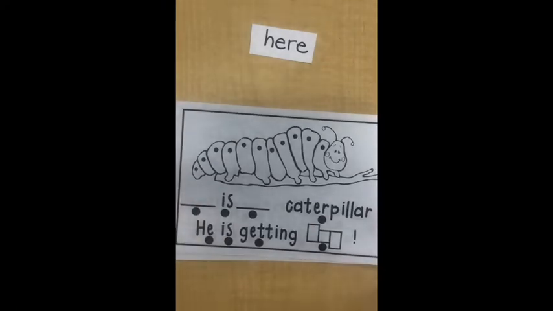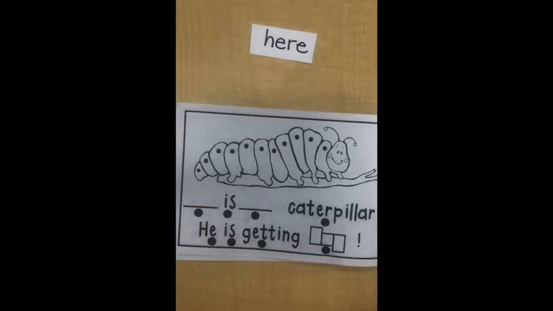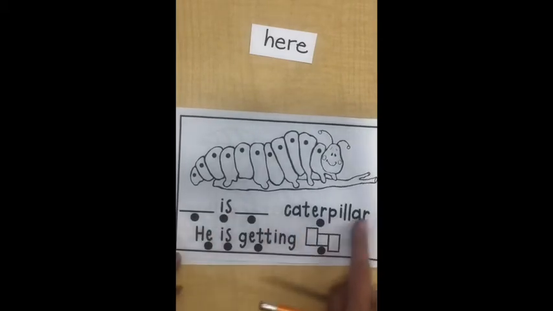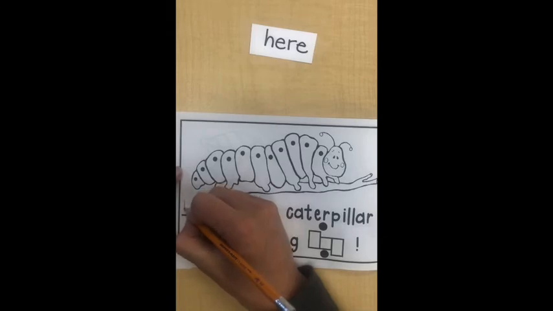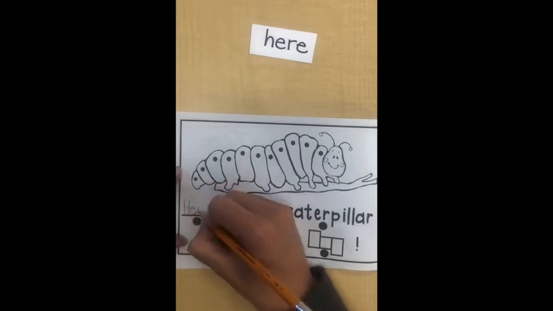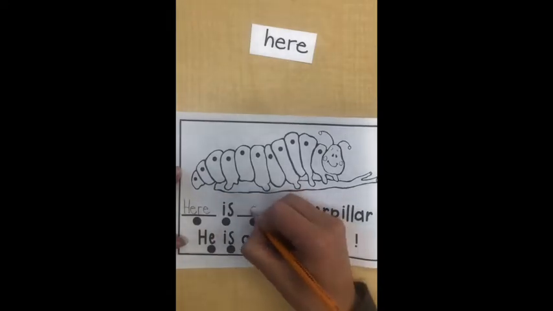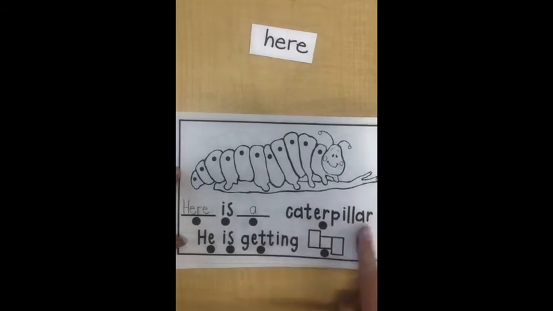Oh, look at this caterpillar. He got big and fat, just like that story Mrs. Clayton read you. So it goes, here is a caterpillar. Let's write that in. Capital H again because we're at the beginning of our sentence. H-E-R-E. Here is a caterpillar. He is getting big.